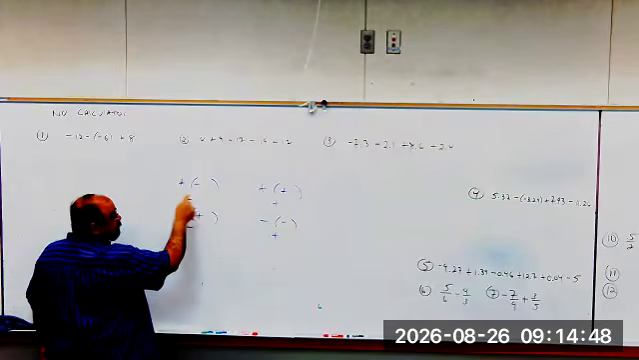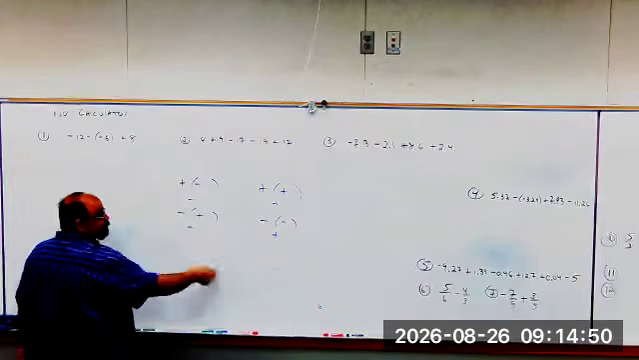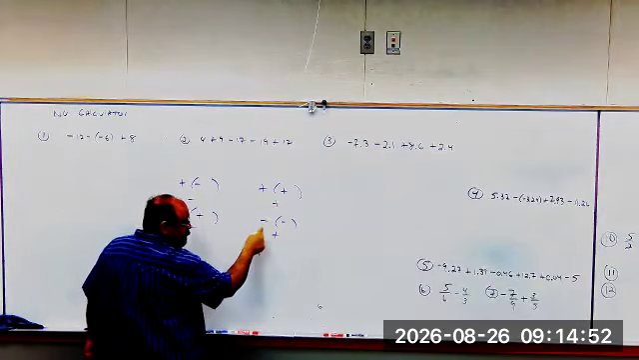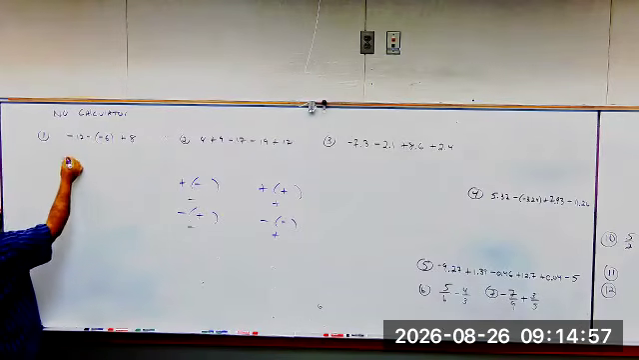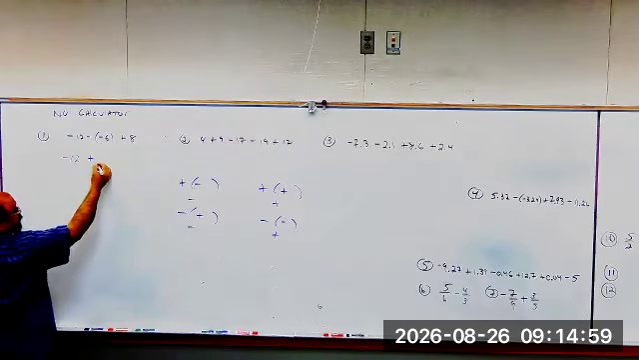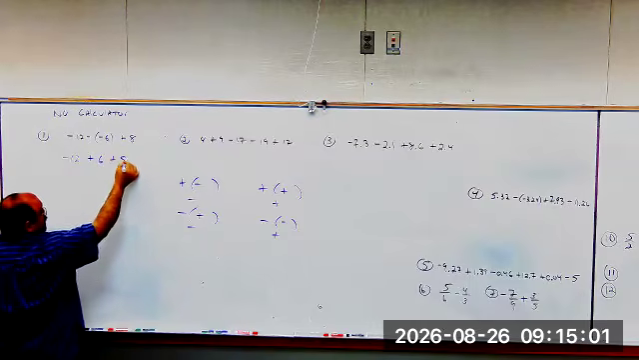So the signs consecutive are different: minus. Consecutive signs that are the same: plus. So two consecutive signs that are different. This is now negative 12 plus 6 plus 8.